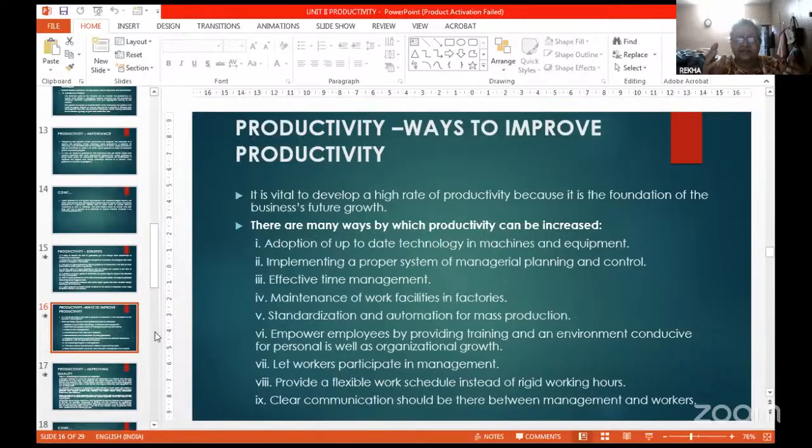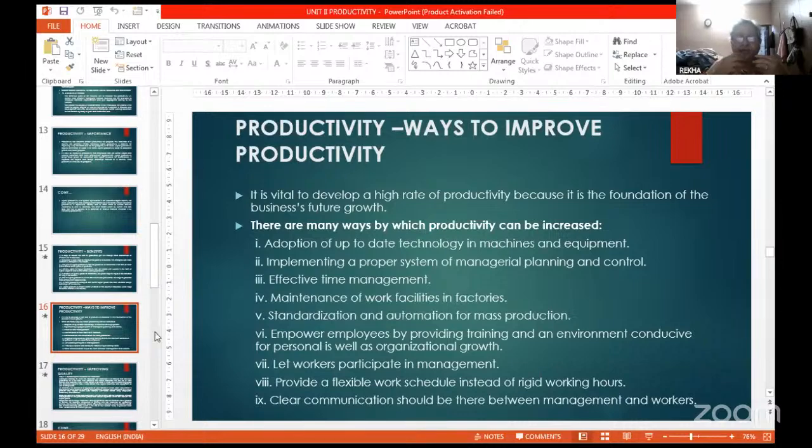Maintenance of work facilities in factories: what facilities you are giving to the workers, how things are moving, how equipment is taken care of. So work facilities will also help you in increasing your productivity. Standardization of employees by providing training and an environment conducive to personal as well as organizational growth. Finally it depends upon the human resource. So we have to take good care of the human resource so that they are doing their job properly and helping in increasing the productivity.